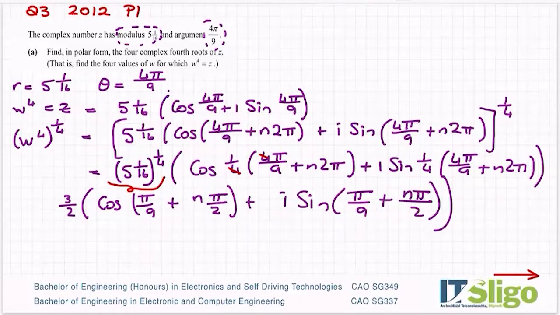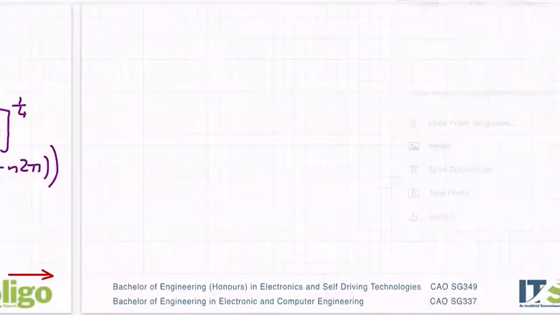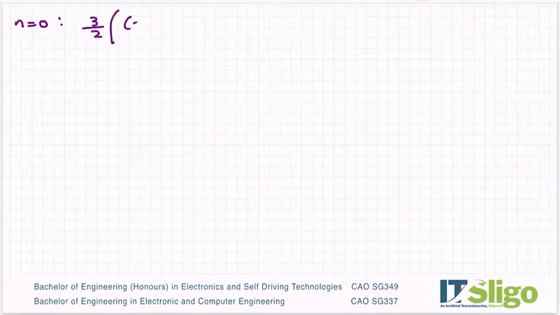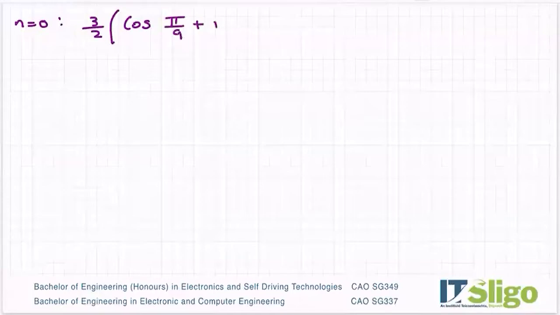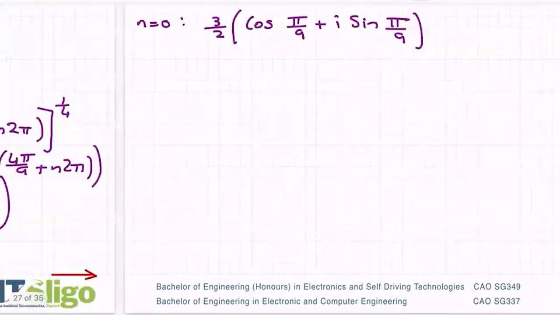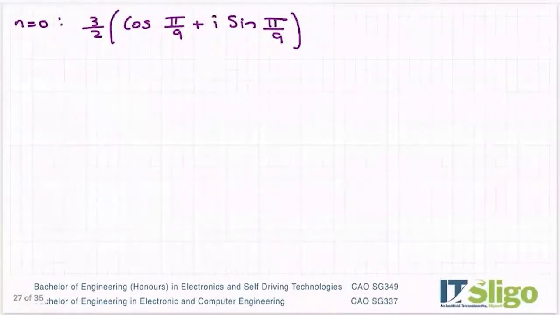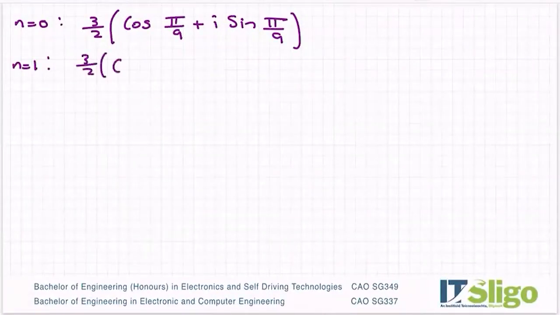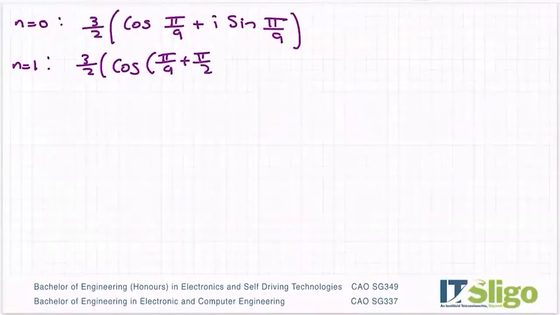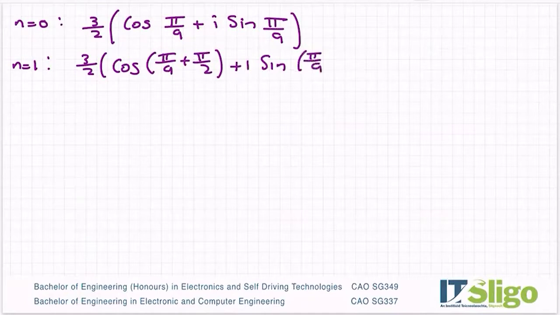I'm now going to find my 4 roots by letting n equal 0, n equal 1, n equal 2, n equal 3. If it's to the power of 4, then there are 4 roots. So I'm going to add a page and do it all on the next page rather than splitting across. So my first root is when n is equal to 0. So I'm going to get 3/2 cos pi over 9 plus i sine pi over 9. So n is 0, so this part disappeared. My next root, n is equal to 1: 3/2 cos of pi over 9 plus, n is now 1, so I have to add on pi over 2, plus i sine pi over 9 plus pi over 2.